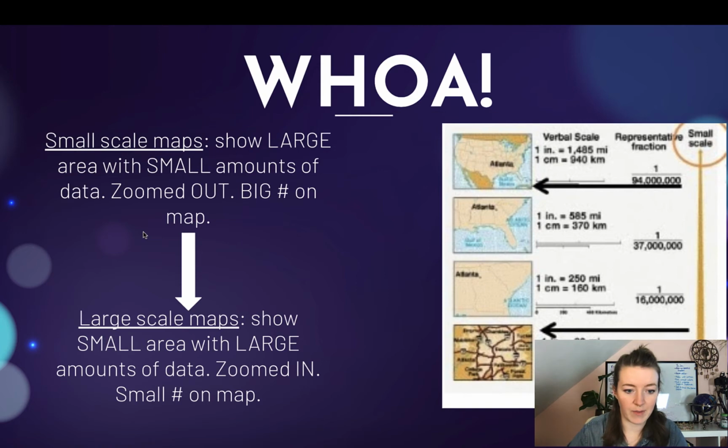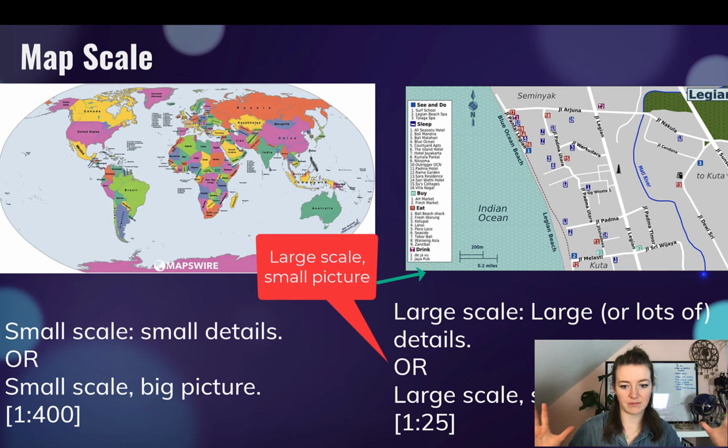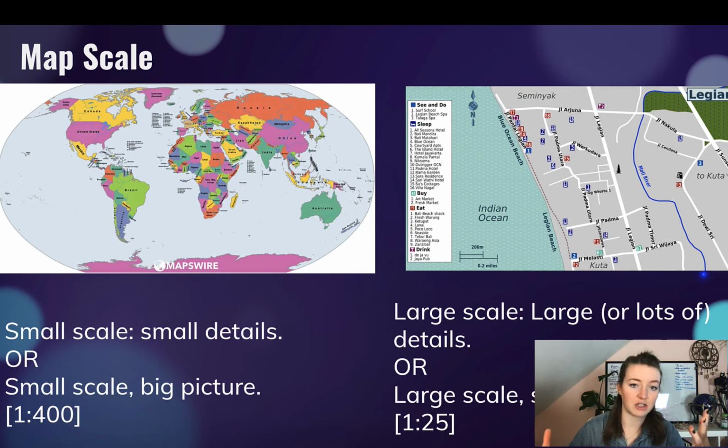A large scale map shows a small area in large amounts of detail. So it's zoomed in, and this is a smaller number on the map. So we'll kind of go over this a little bit differently on the next slide. But large scale on this end, large amount of detail, small area. So again, a small scale is small details, or small scale, big picture. A large scale is large detail, so lots of detail, or large scale, small picture.